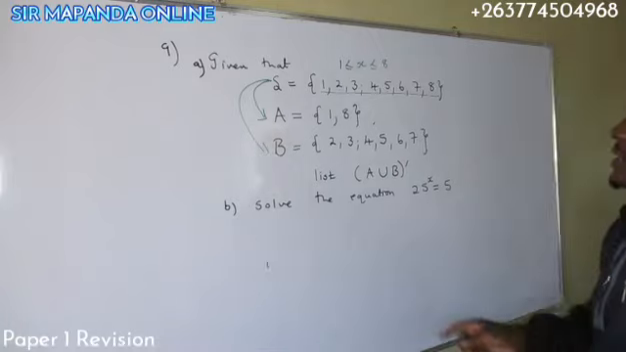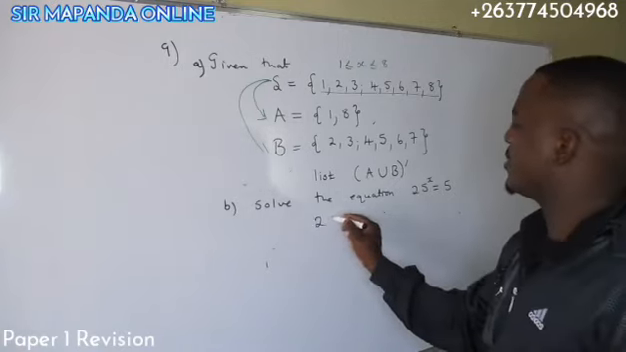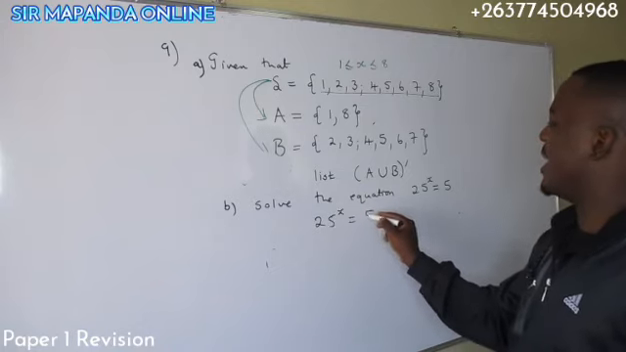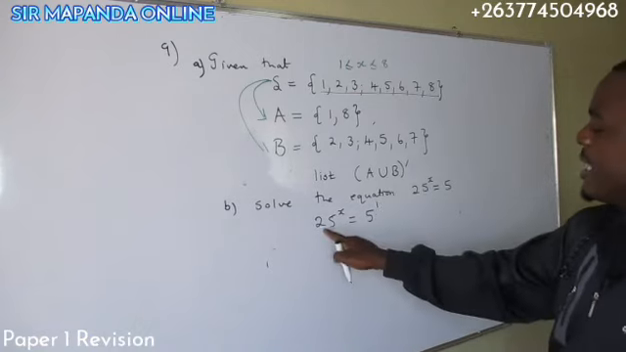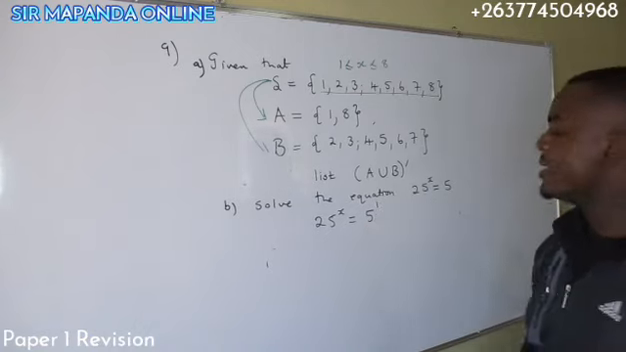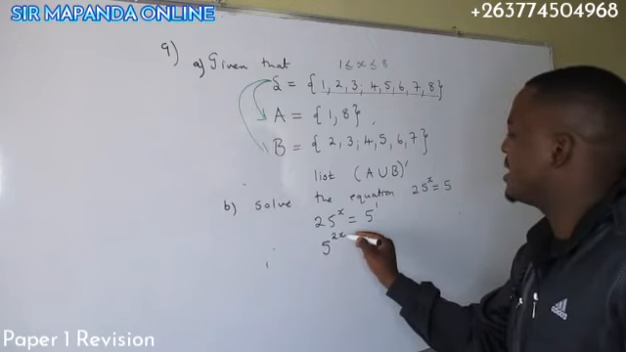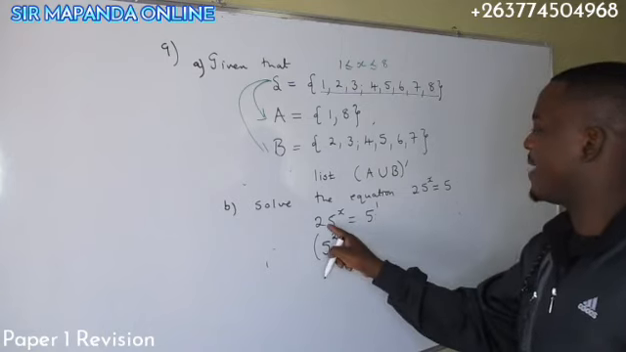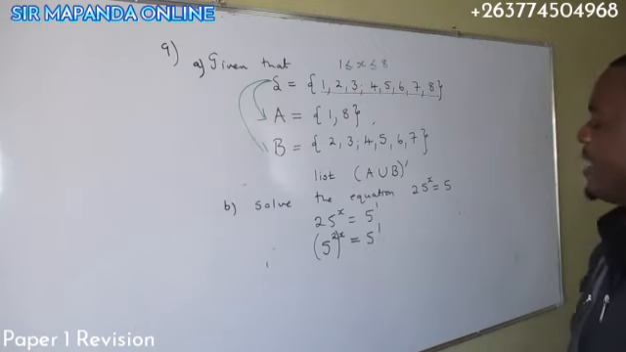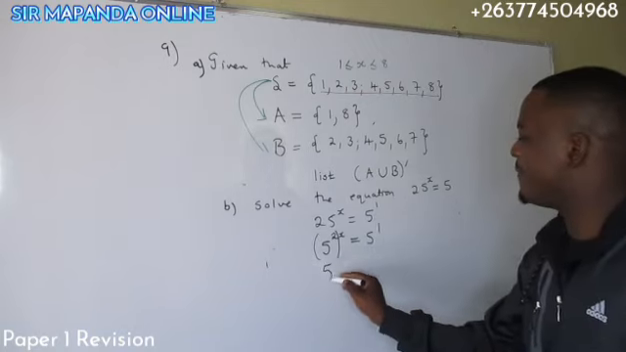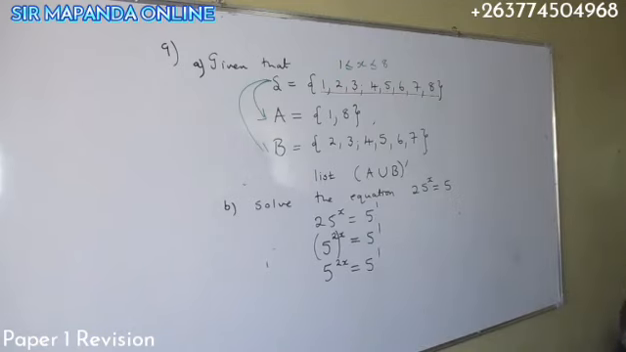Right, B it reads, solve the equation 25 to the power of x is equals to 5. So this is equation involving indices. 5 is treated as 5 to the power of 1. So you need to create same base both sides. So 25 can be written as 5 squared, right? Write 5 squared representing your 25, all raised to the power of x is equals to 5 to the power of 1. So you now have 5 to the power of 2x is equals to 5 to the power of 1.